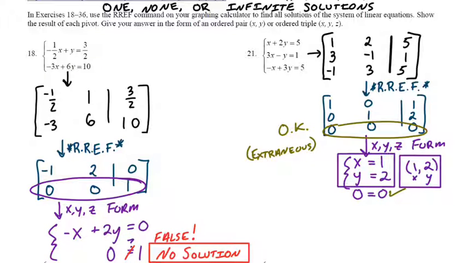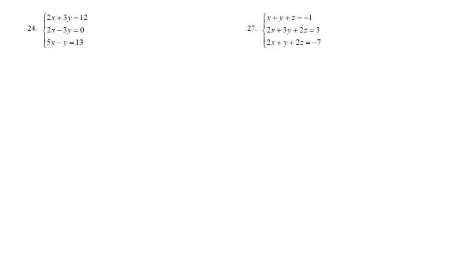All right, so we've seen an example of no solution. We've seen an example of something that's just got one solution. Maybe the next one will have infinitely many solutions. How about we take a look at number 27 here? I'm going to start off the same way. Let's put this into an augmented matrix.